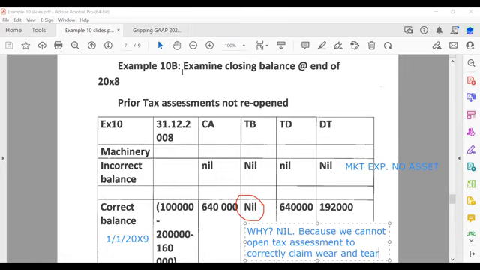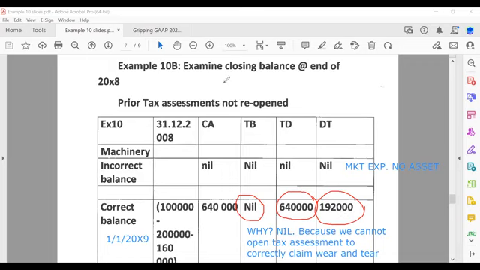It's going to result in a huge temporary difference, and it's going to give us a large deferred tax liability that we have to account for. And the reason for that is because we cannot open our tax assessments to correctly claim the wear and tear for X7 and X8. So the journal entry then that we process for deferred tax will be to debit retained earnings and credit deferred tax with 192,000.